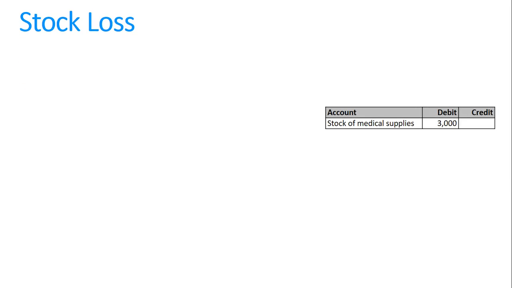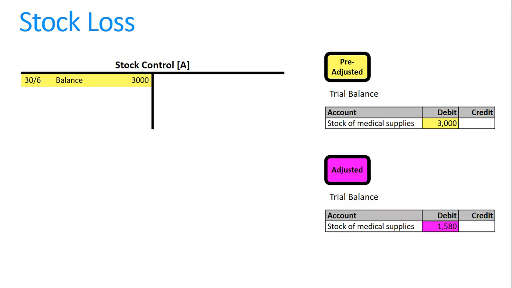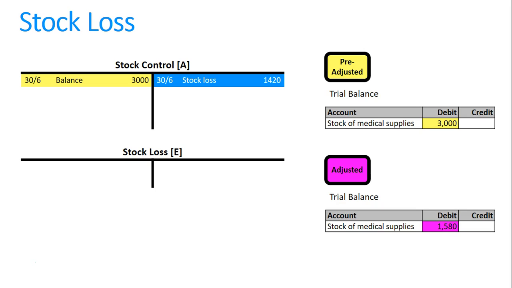So what we're going to have to do now is fix that pre-adjusted figure of 3,000. What that means is in our stock ledger there must be a balance of 3,000, but we know that really there's only 1,580. So we're going to fix that by creating a stock loss ledger, which is an expense. We'll need to decrease stock control with a credit of 1,420, and we'll need to do a debit to stock loss. Stock loss is an expense. Expenses go up on the debit side, and we're going to do a debit of $1,420.